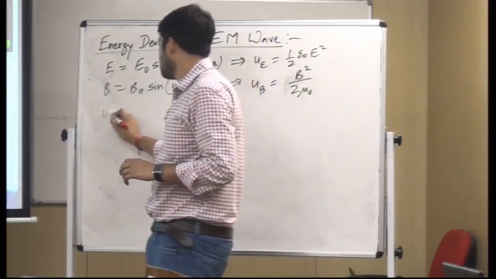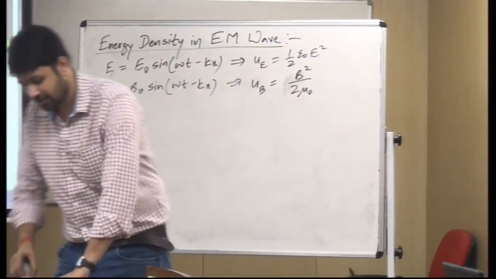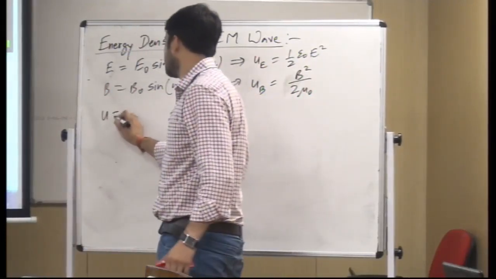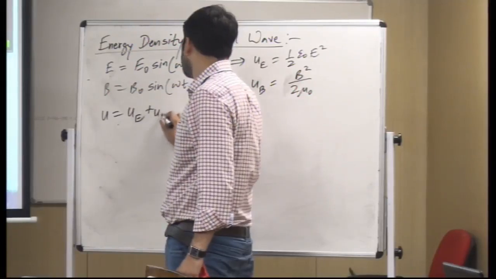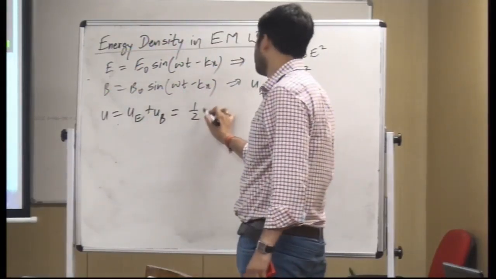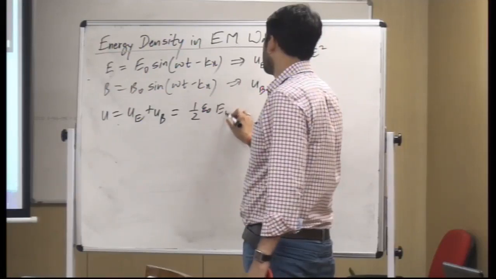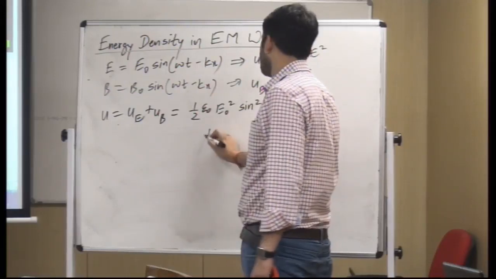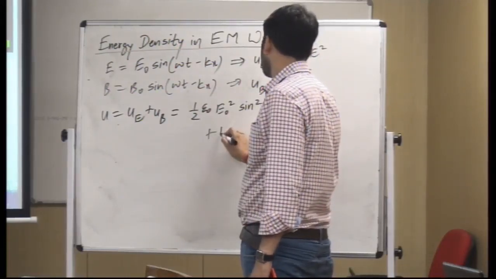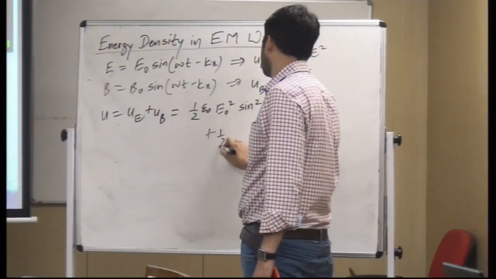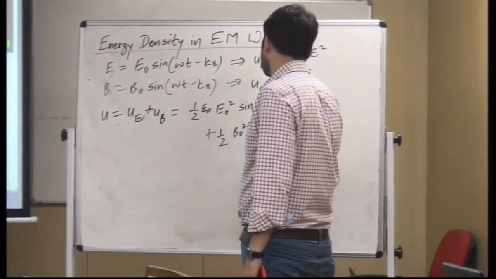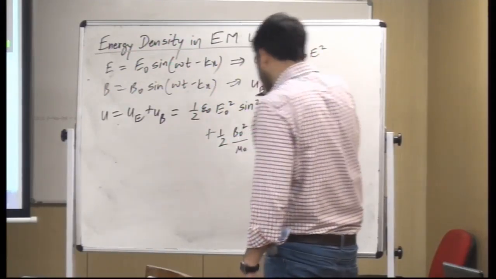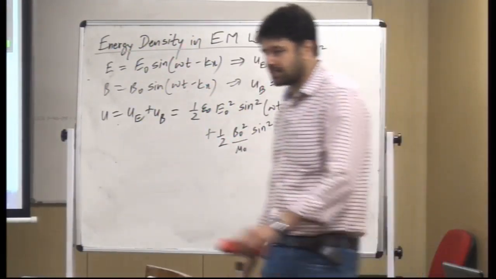So the total energy density would be this, which would be half epsilon naught E naught square sine square (omega t minus kx), plus half B naught square sine square (omega t minus kx) by mu naught. This I just placed the value.